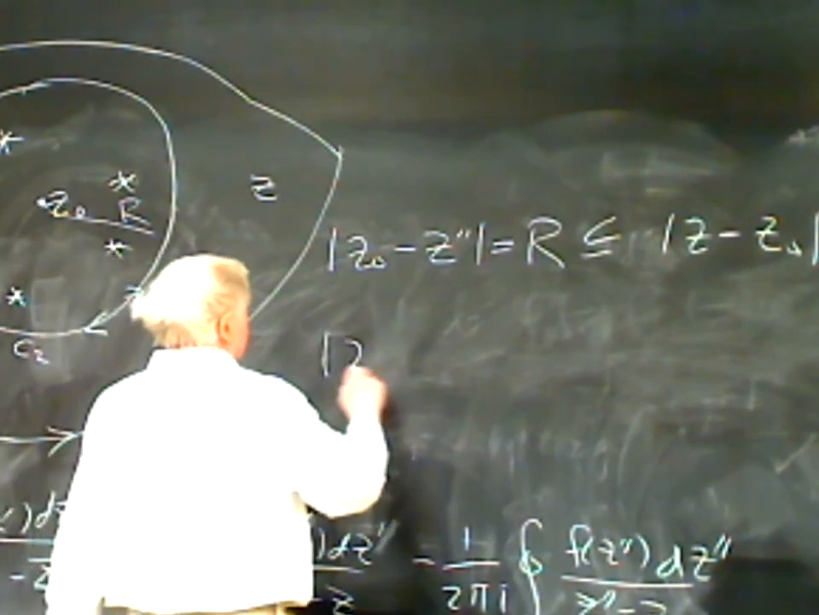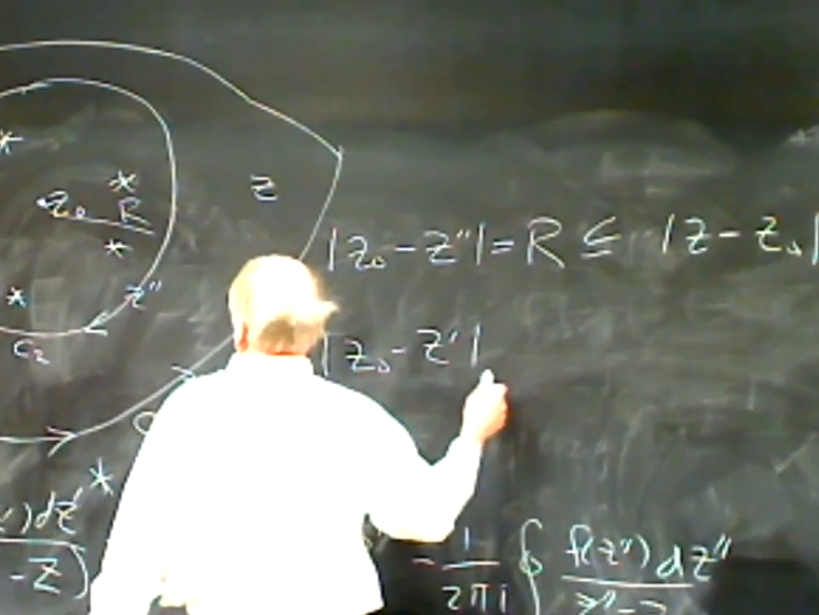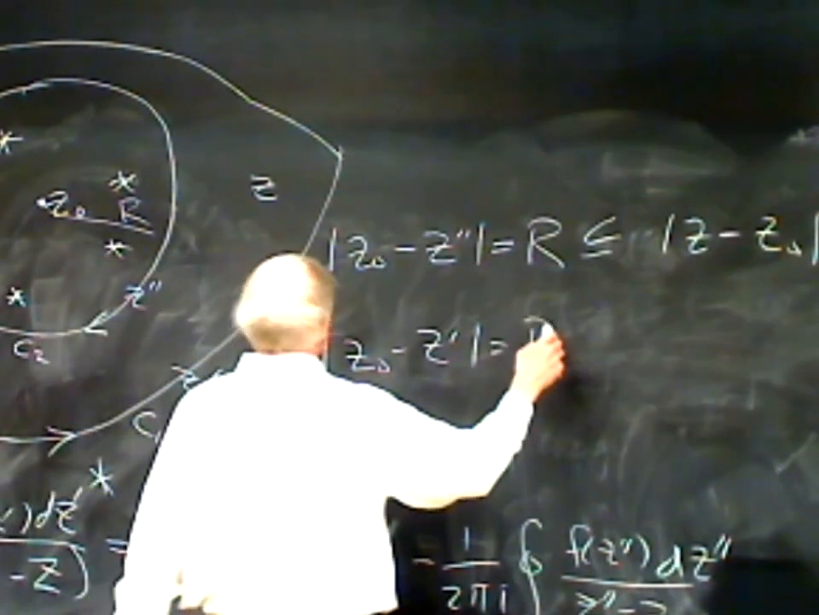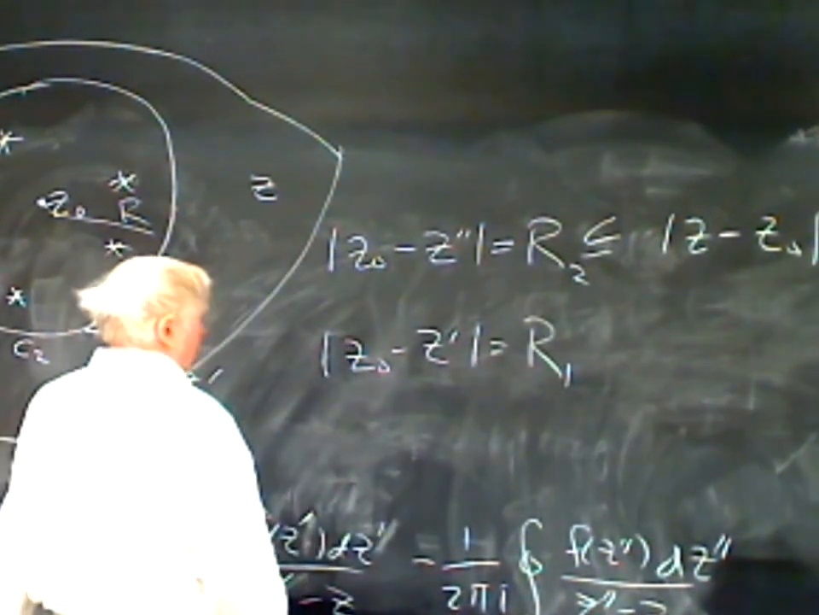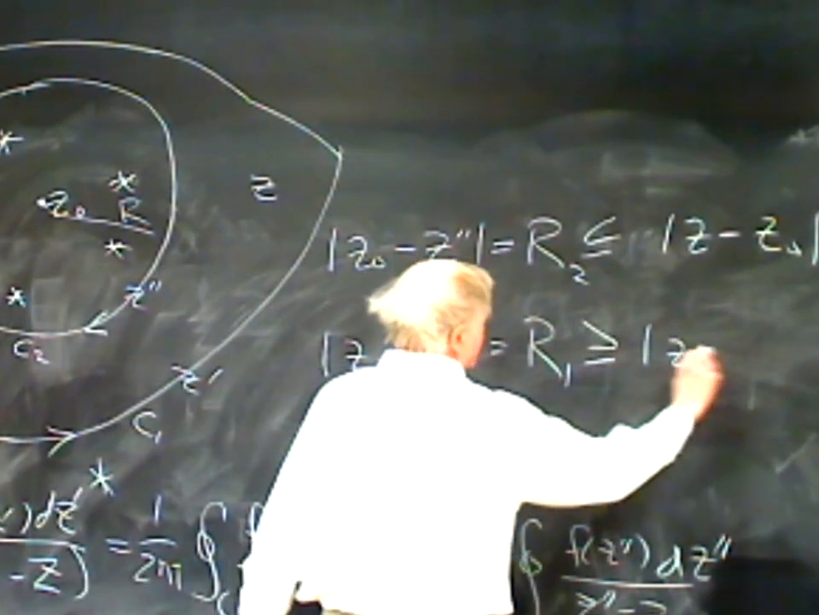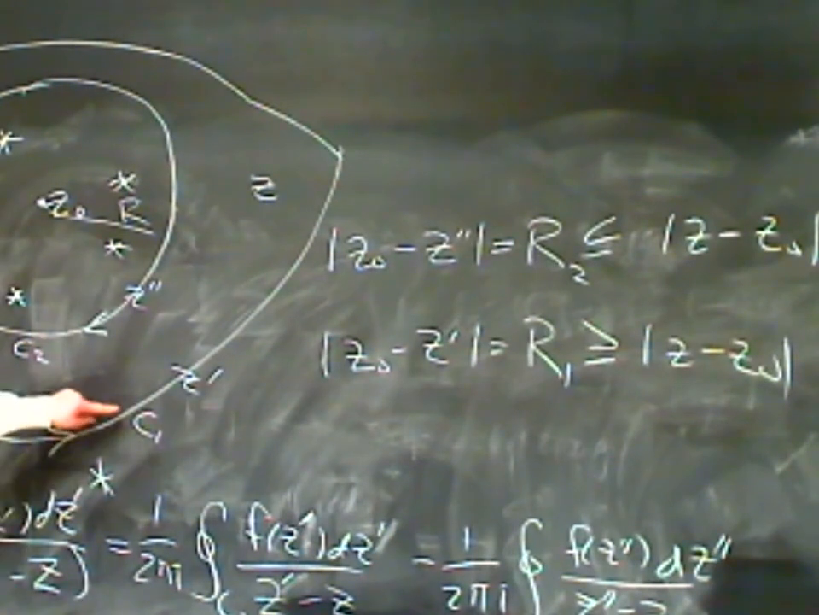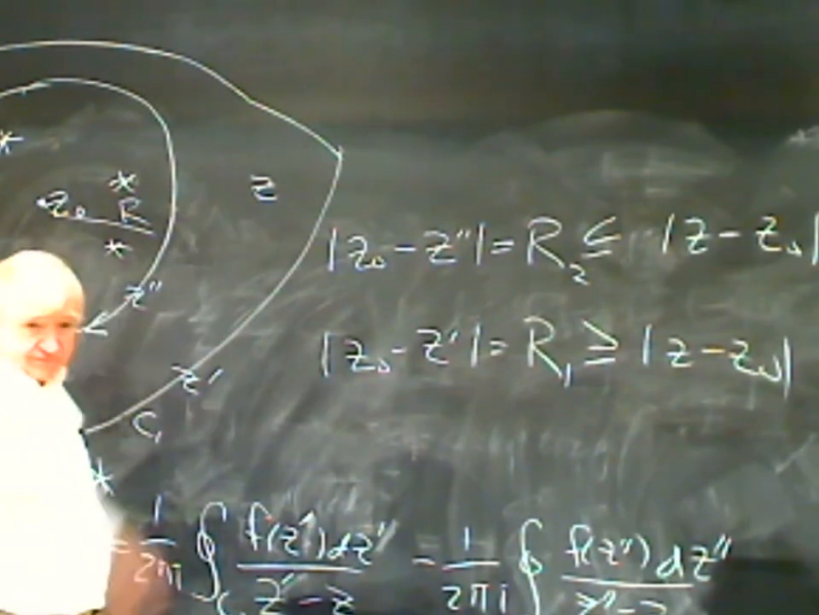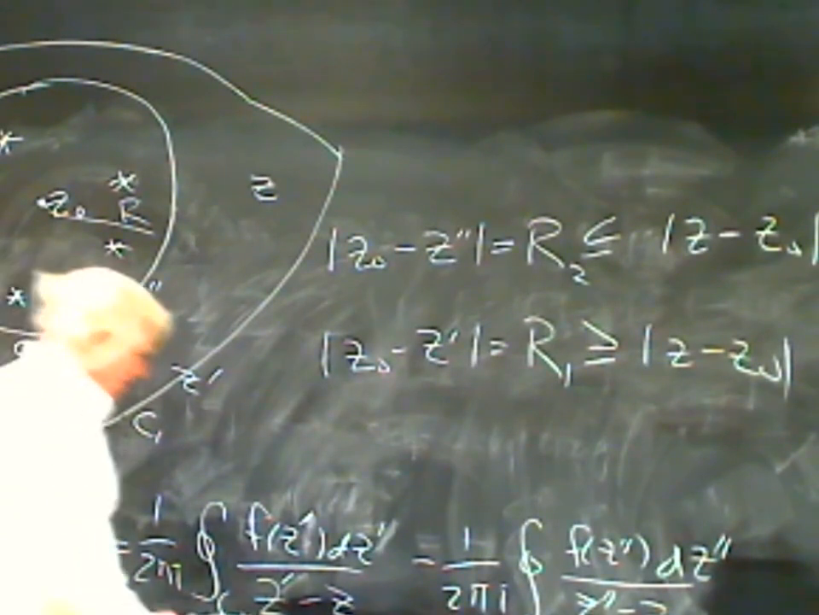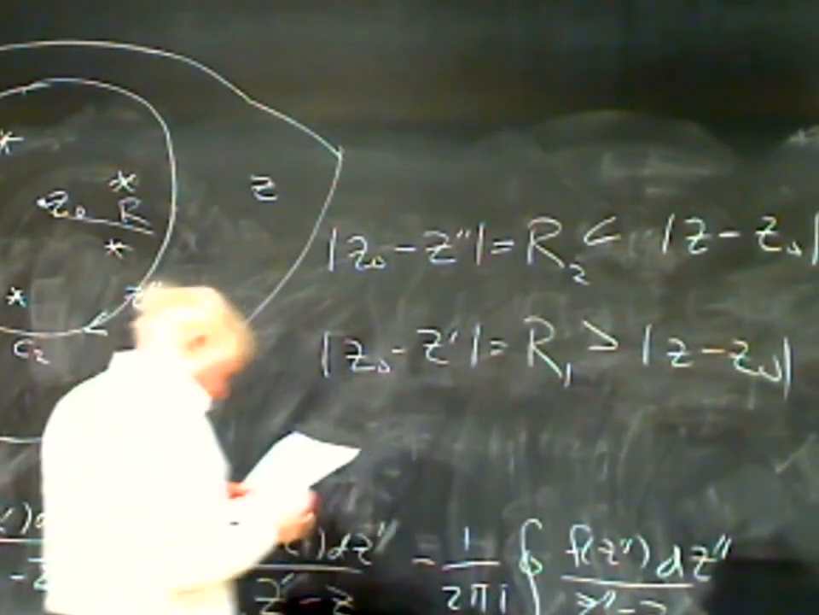Also, Z0 minus Z prime, these are the points on C1, is equal to some, in fact, I should have called this R2 and R1. This R1 is greater than or equal to Z minus Z0. Okay? Because Z prime minus Z0 is R1, and Z minus Z0 is less than that. In fact, what we have is strict inequality. It's not less than or equal to, it's strictly unequal.